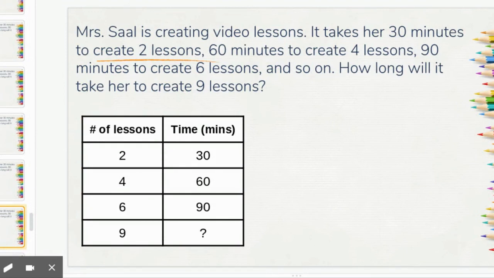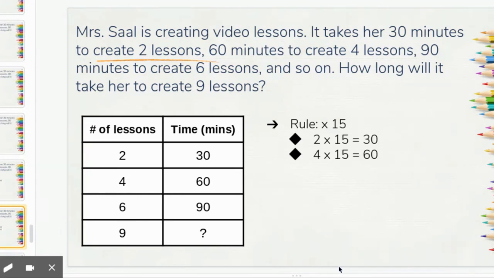So just by looking at this, it looks like I can do, let's see, from 2 to get 30, I can multiply by 15. So I'm going to try the rule as times 15. Because 2 times 15 is 30. Let's see if it works for 4 as well. 4 times 15 is 60, and 6 times 15 is 90. So it looks like this rule of times 15 is actually working out for this problem.